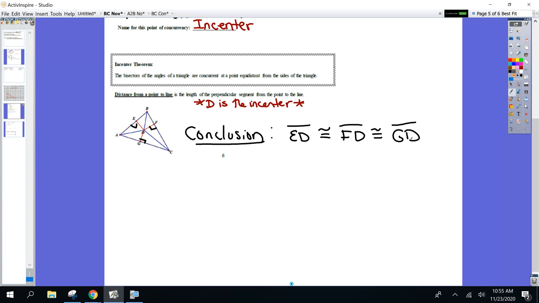Okay, everyone see how the incenter works? Equidistant from the sides. And when we say the sides, it's got to be that perpendicular distance from the sides. And the diagram will always have right angles in there for you. Anything you'd like to ask about the incenter?